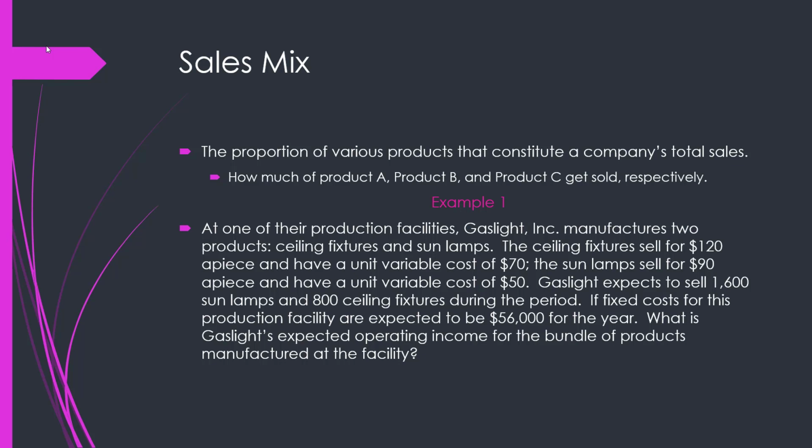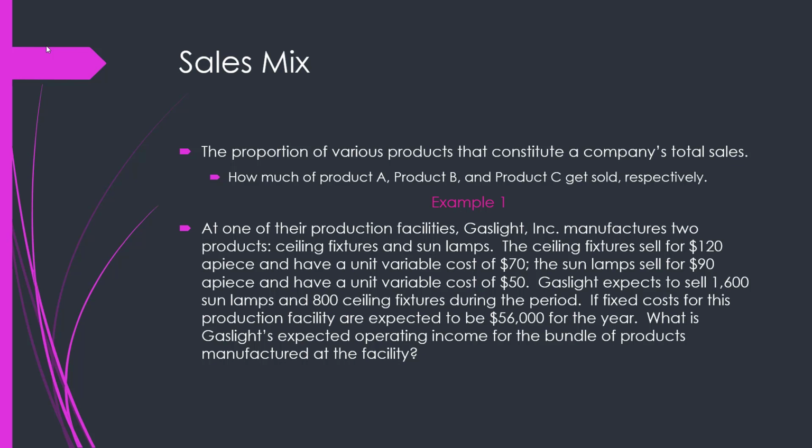They have what they call a sales mix, which is the proportion of various products that constitute a company's overall sales. Usually companies don't sell the products evenly. It's not like they sell 8 products and each product is 1/8 of their overall sales. Some products sell more than others, so this is a weighted proportion, if you will.